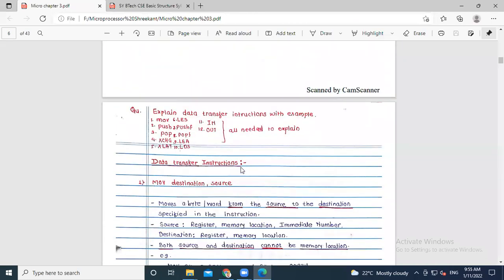So, data transfer instructions. At first, there are two categories in the addressing modes. What are the two categories? Can you tell me, anyone? In the addressing mode, what are the two categories? Data related addressing mode and branch related addressing mode. Yes, very good. So there are two types of addressing modes: data related addressing modes and branch related addressing modes.